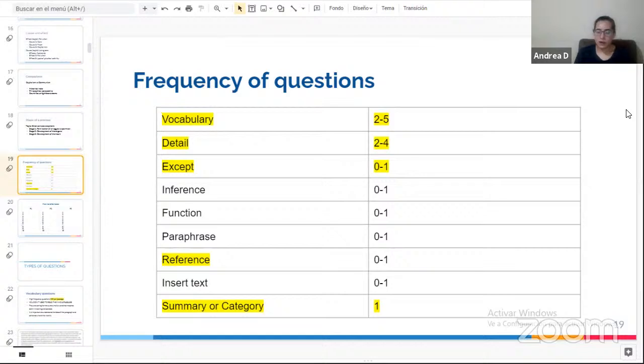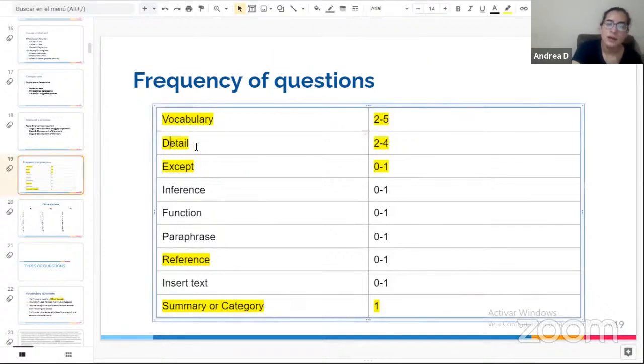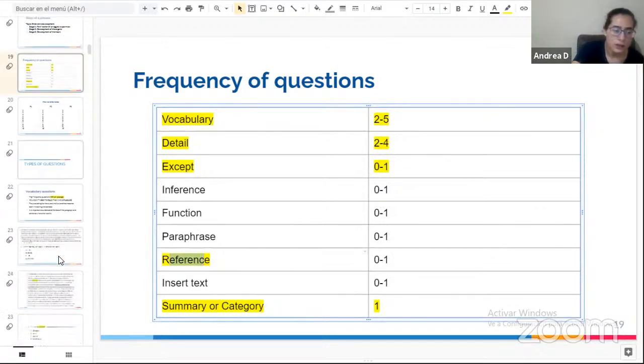Okay then, so today we'll continue working on the reading section. If you remember, we were looking at the types of questions that you can get in the reading part, and we went through, I believe, 4 of them. So we saw vocabulary questions, detailed questions, except type of question, and we also looked at the reference questions, which were super quick to do. So let's look at that.